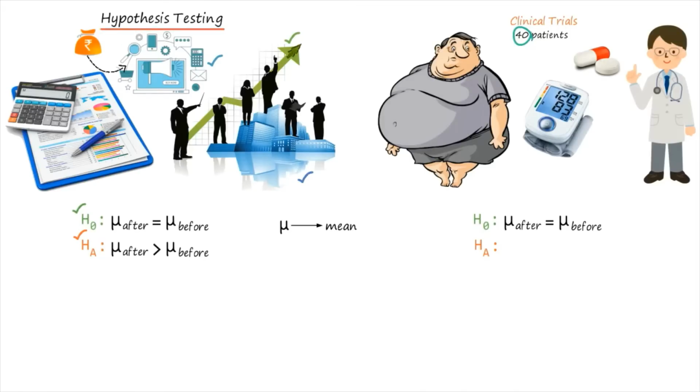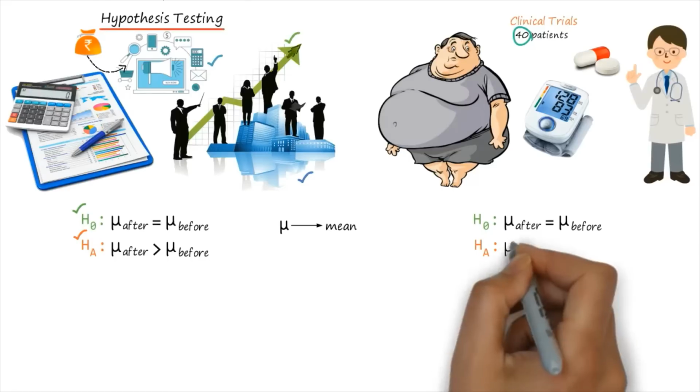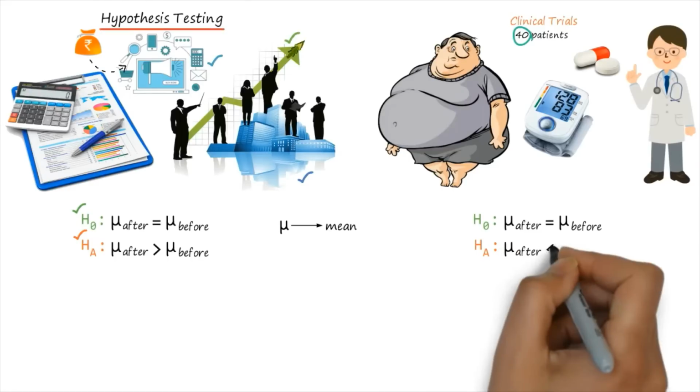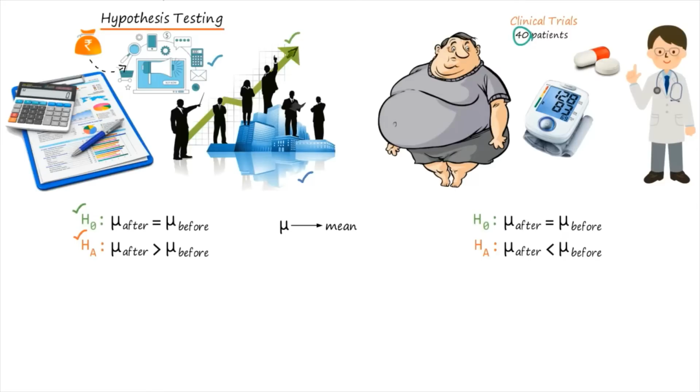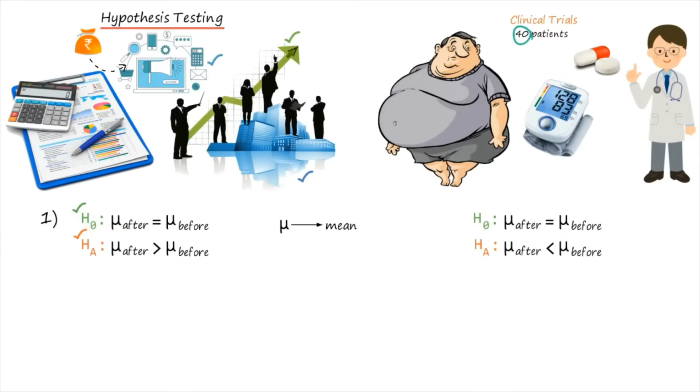Now what is the alternative hypothesis? I can write mu after, say, less than mu before. So what is the meaning of this? So the mean blood pressure is less after using the drug. So this is the alternative hypothesis. So here I think the first point is clear.